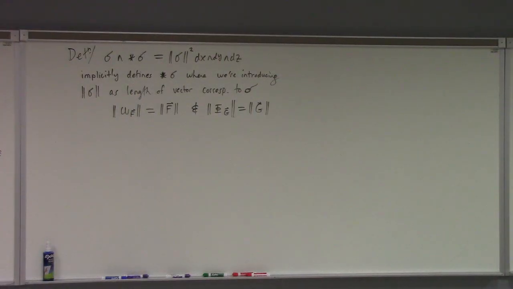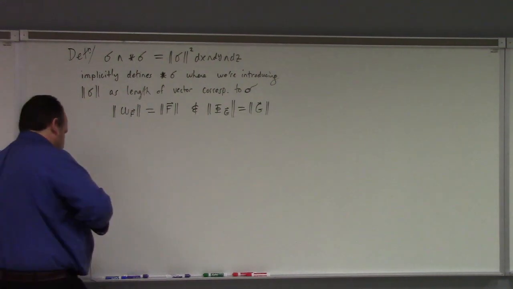In example 1, my form, a dx plus b dy, corresponds to the vector (a, b), right? And what's the length of the vector (a, b)? It's the square root of a squared plus b squared, right? And that's exactly what I had here. I had the length squared of that. All right.